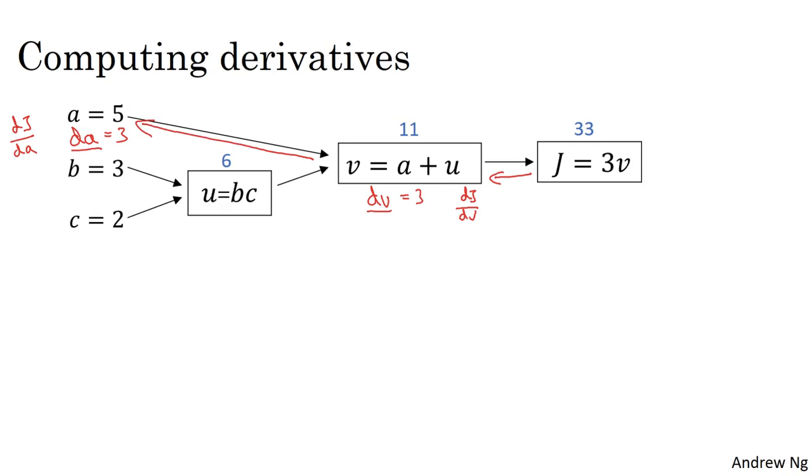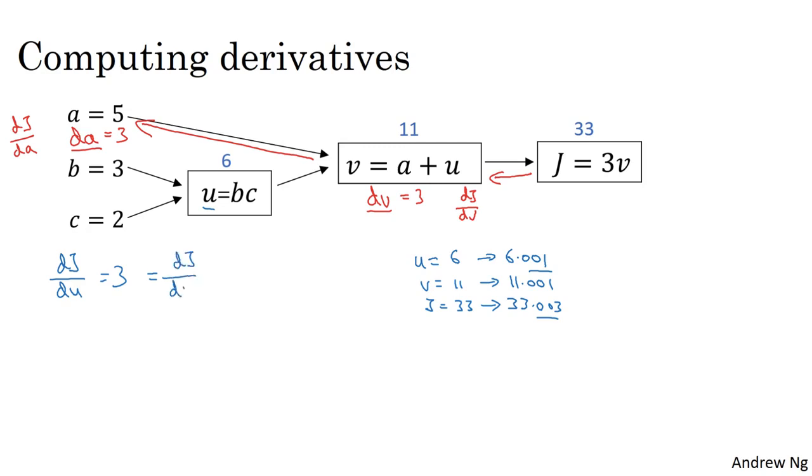Now let's keep computing derivatives. Let's look at the value u. So what is dj du? Well, through a similar calculation as what we did before, we start off with u equals 6. If you bump up u to 6.001, then v, which was previously 11, goes up to 11.001, and so j goes from 33 to 33.003, and so the increase in j is 3x. And the analysis for u is very similar to the analysis we did for a.